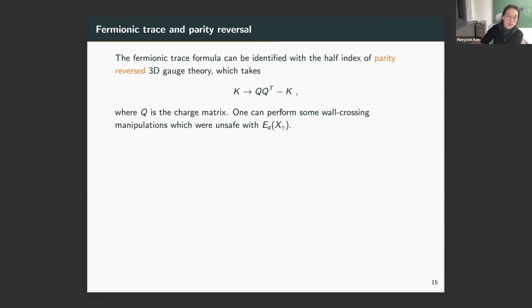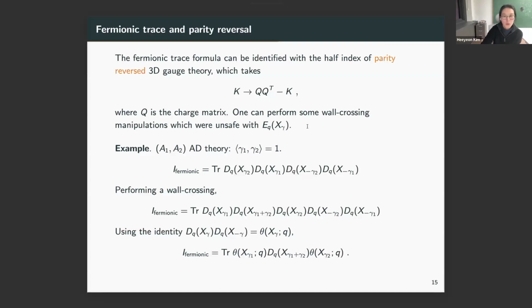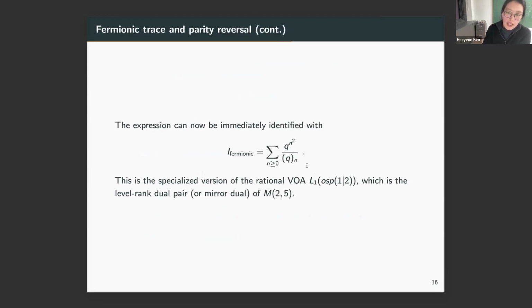And you can perform various wall-crossing manipulations which were unsafe with the bosonic one because of these convergence issues. For example, if you start from the A1, A2 Argyres-Douglas theory, the fermionic version of the trace formula gives rise to this one. And you can perform the wall-crossing movement, for example, for these two expressions that give rise to these three different expressions. And then you can also use these identities that these two give you Jacobi theta functions, and you arrive at this formula. And evaluating the trace is straightforward with this example. You see that this can be immediately identified with this expression.